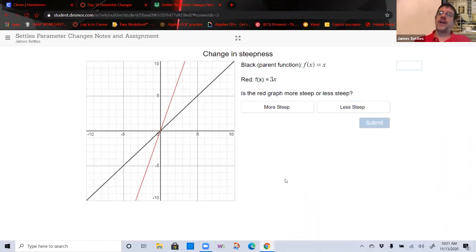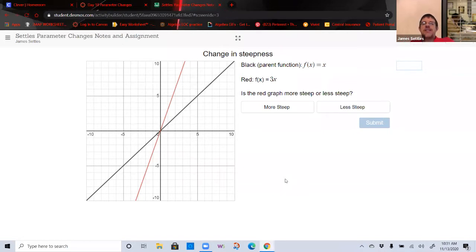Okay, so y'all are going to have to answer this question. You're going to click on more steep or less steep. Now, there's 2 ways you can look at this. First off, that black line is the parent function. The red line is the new function. So you can look at the picture and tell me, is that red line more steep or less steep? But you can also look at the equation. If you look over on the right, it says that the red equation is f of x equals 3x. And so the number 3, which is our slope, if it is bigger than 1, more than 1, it's more steep. If it's less than 1, it's less steep.